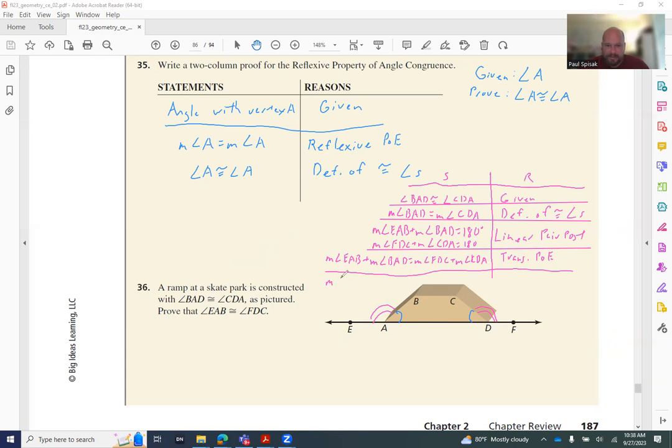So we have the measure of angle EAB plus the measure of angle BAD equals the measure of angle FDC plus the measure of angle BAD. Now, this is the one I'm substituting, BAD. And you heard me, substitution property of equality.